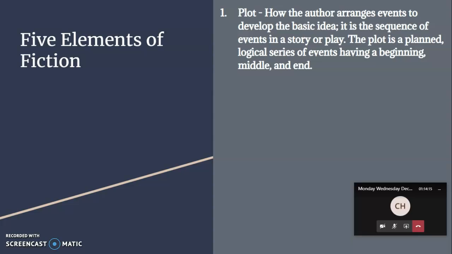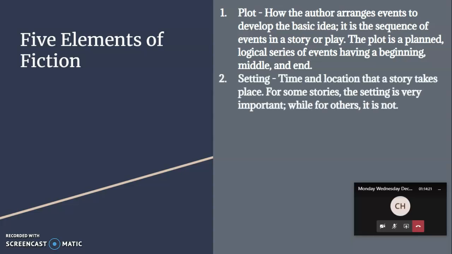Okay? Plot is planned, is logical, sequential, chronological. It has a structure to it, okay? From beginning, middle, and end. So this is why your notes on the order of events was important. Next, we have setting. We know setting is the time, location of when the event took place or when the story takes place.